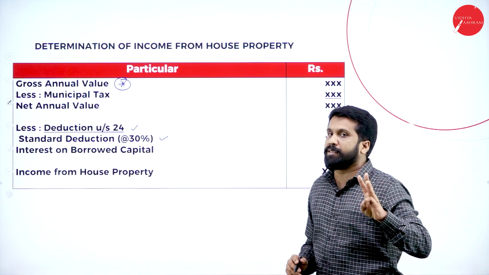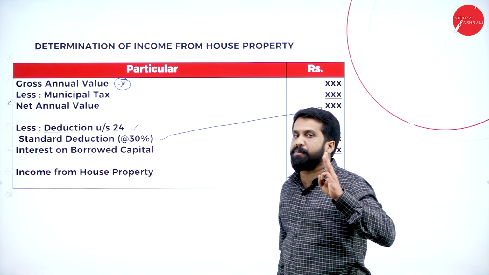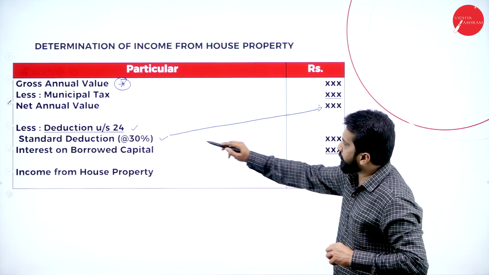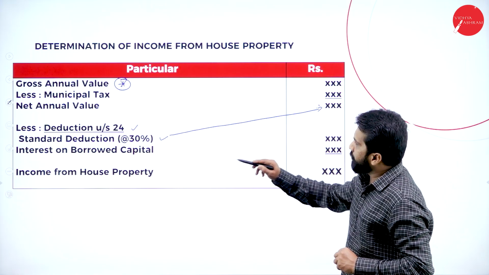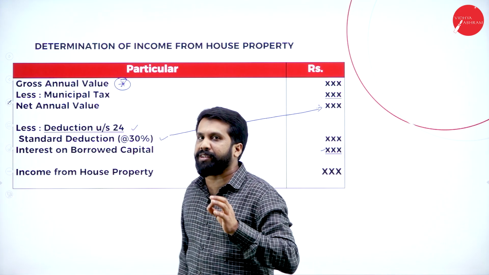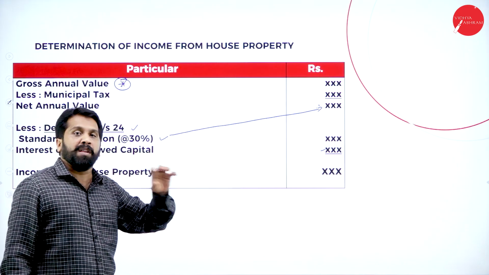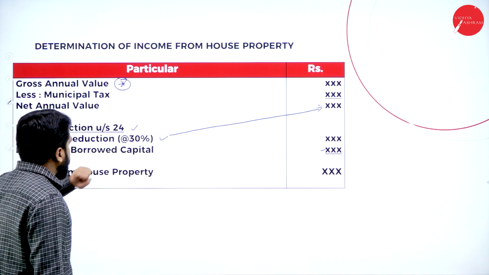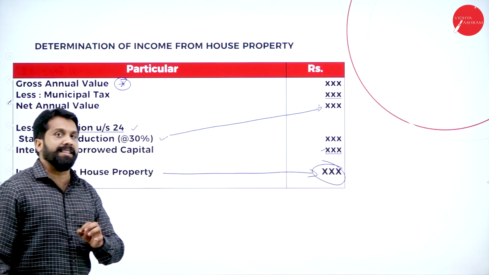Standard deduction is 30% of your NAV. For example, if your NAV is 1 lakh, 30% of 1 lakh means 30,000. Clear? Yes. After this, your interest on borrowed capital. I'll explain the interest calculation at the time of the problem, because if I explain now, you will not understand. With numbers or figures, you will understand better. Now, deduct those, and you will get income from house property. This will be your final answer.